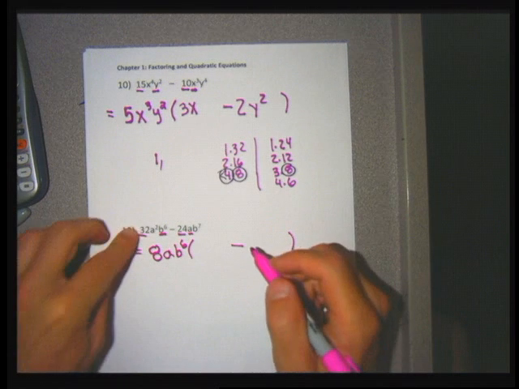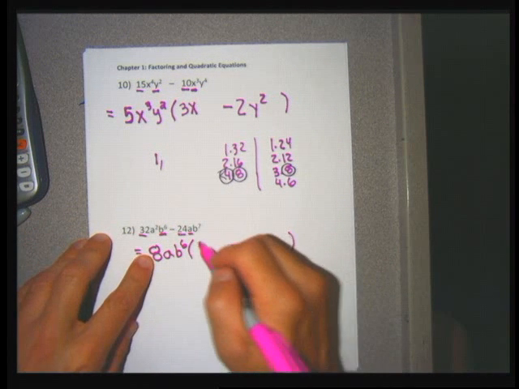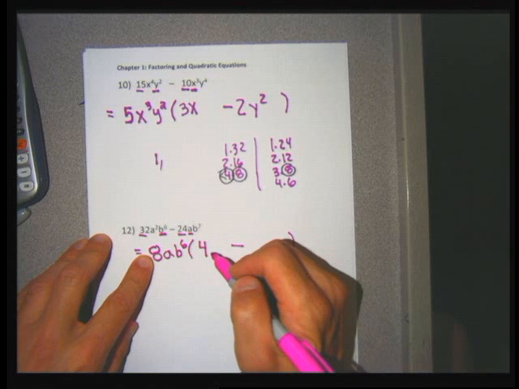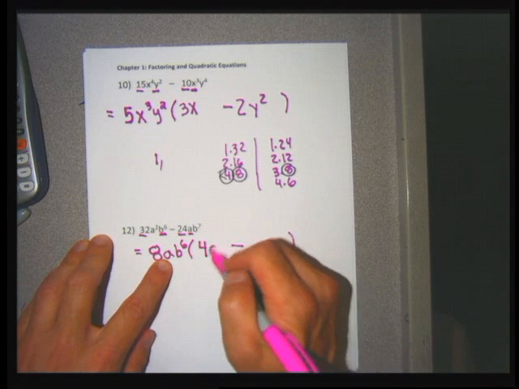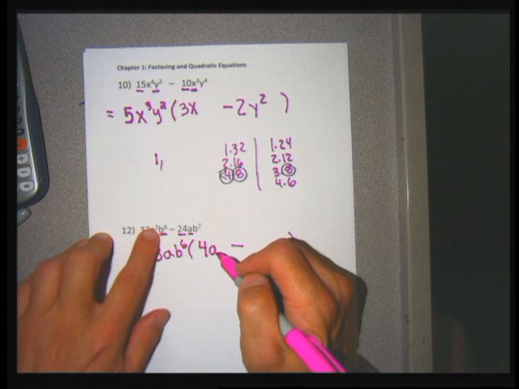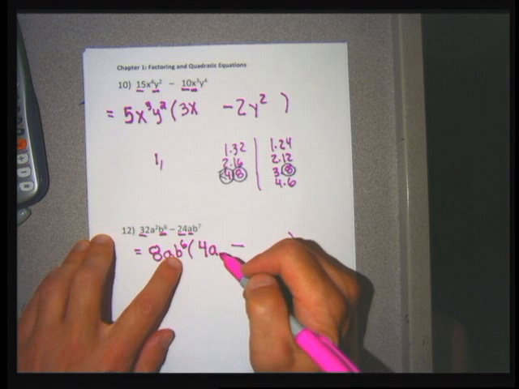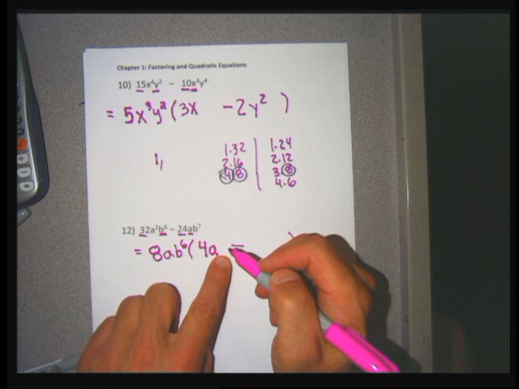Now I'm going to go 32 divided by 8 is 4. The first piece had 2 a's. I took one of them away, so I'm still left with 1a. The first piece had 6 b's. I took all 6 of them away. I don't need a b there.